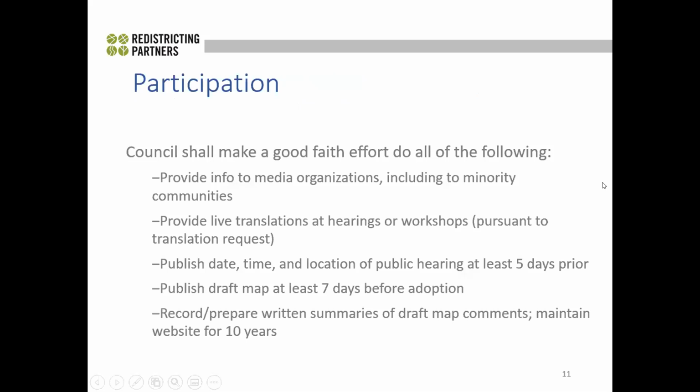So moving forward a little bit and taking a look at time, doing good. As far as participation goes during this process, council shall make a good faith effort to do all of the following: provide information to media organizations, including to minority communities; provide live translations at hearings or workshops pursuant to request; publish the date, time, and location of public hearings at least 5 days prior; publish draft maps at least 7 days before they are adopted; record and prepare written summaries of draft map comments; and maintain the website on the city's website for 10 years.